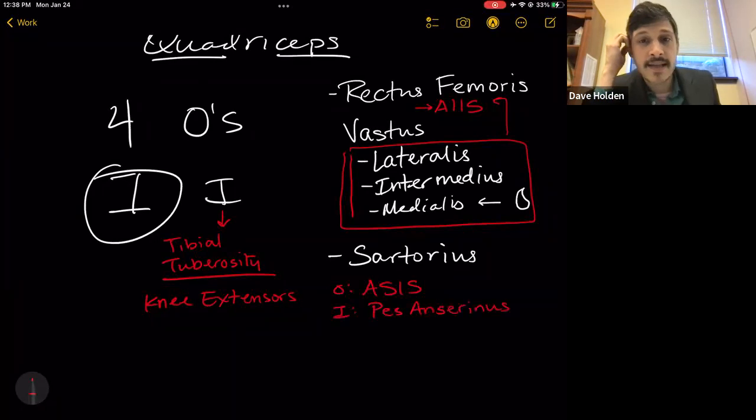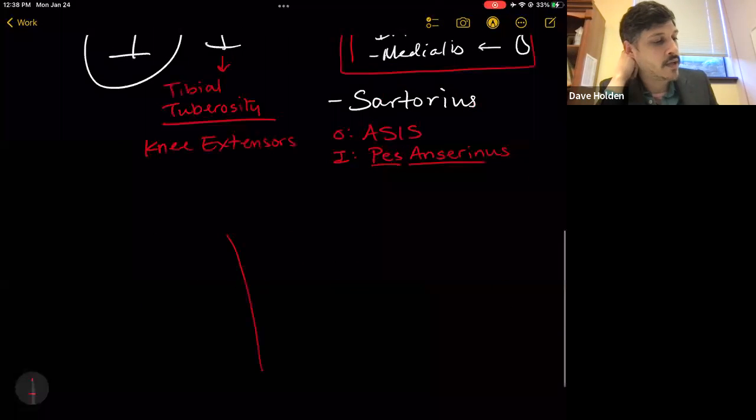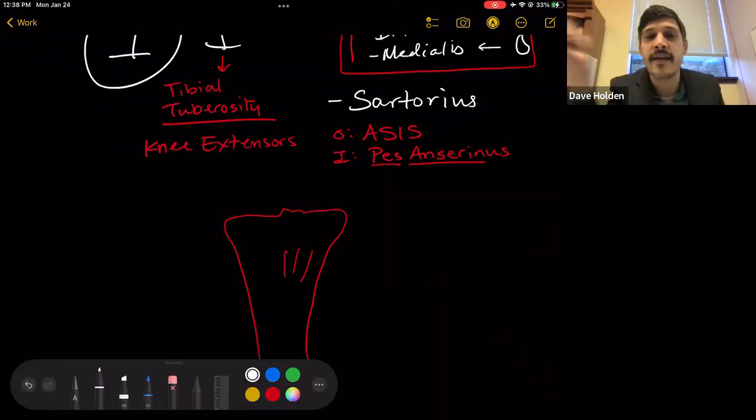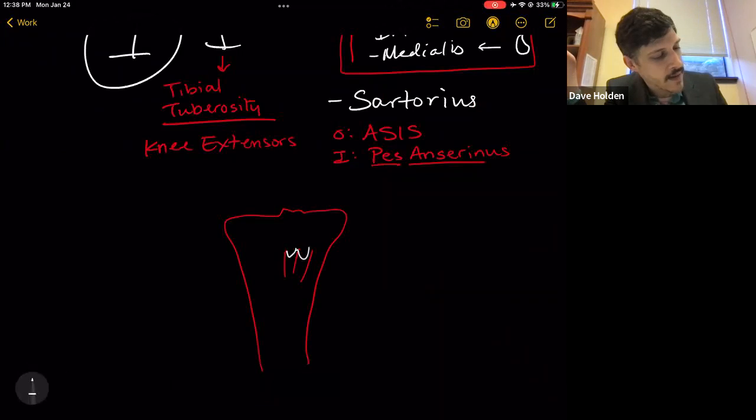Now, pes anserinus is a Latin name for this spot on the tibia. Pes means foot, anserine means goose. So the pes anserinus literally translates to goose foot. I did not make these names up, guys. Remember, they smoked a lot of opium back in the day. So basically what we're looking at on the tibia is 3 separate muscles that all insert at the same spot. And they saw shapes in the clouds and then named things based on what they thought they looked like. So when you've got the 3 muscles here and then you connect them, it looks like a little goose foot.